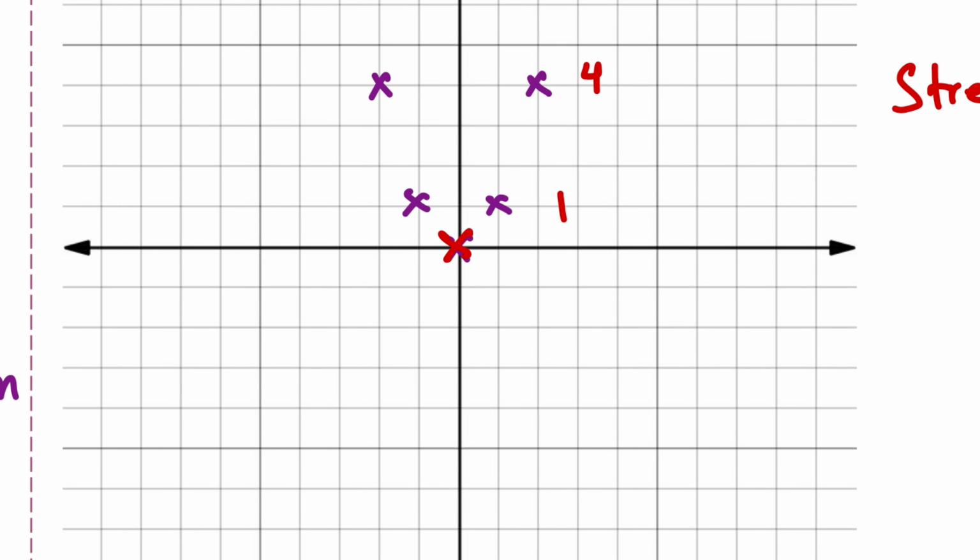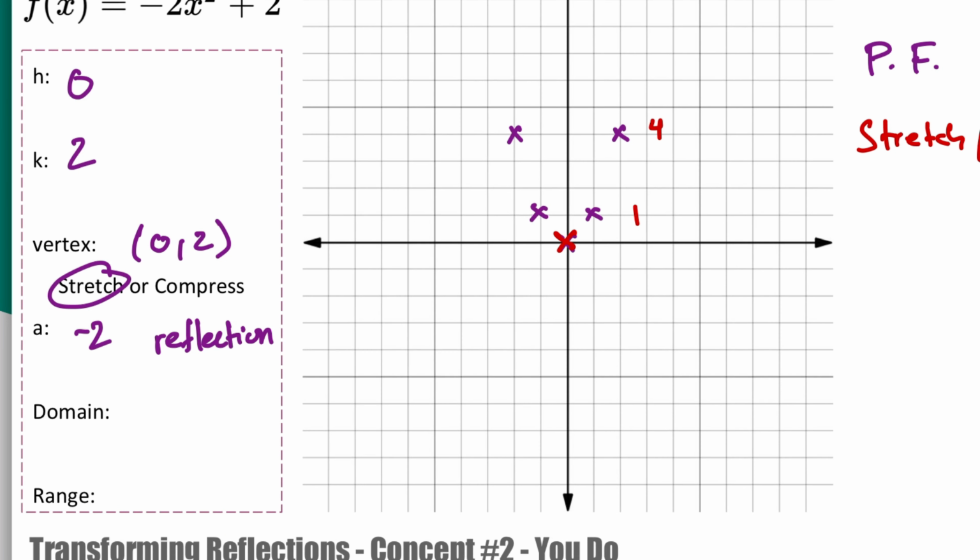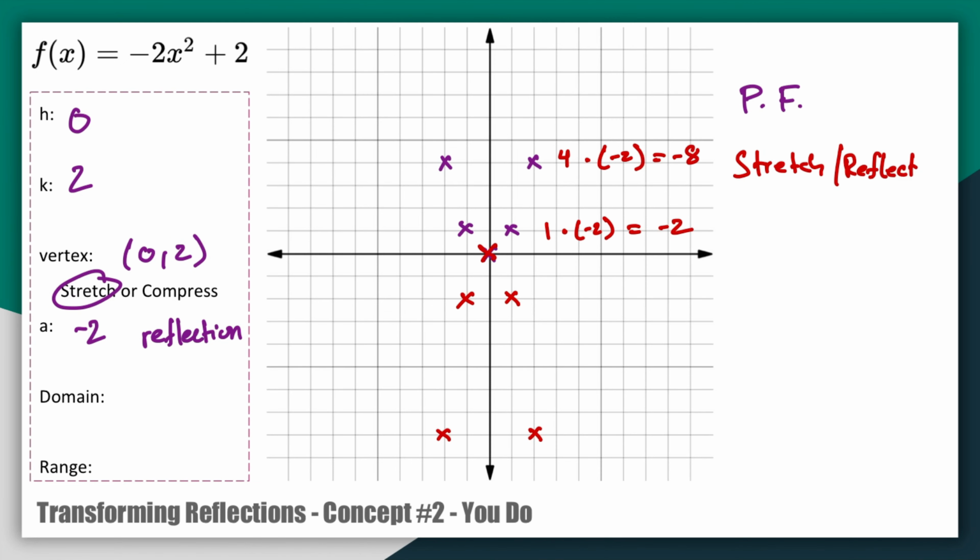So let me actually write the math for you this time. All right? 1 times -2 gives you -2, so that value should be down here. And then 4 times -2 should be -8, so that should go down here. Now remember, you could have thought about where it was on the positive side first and then flipped it. Either way is fine.